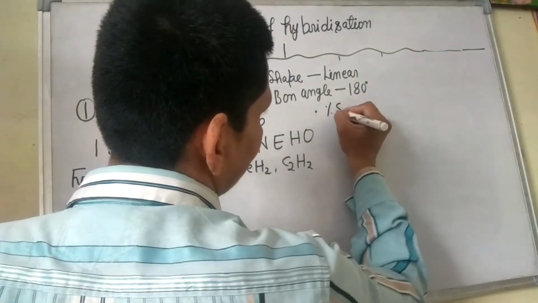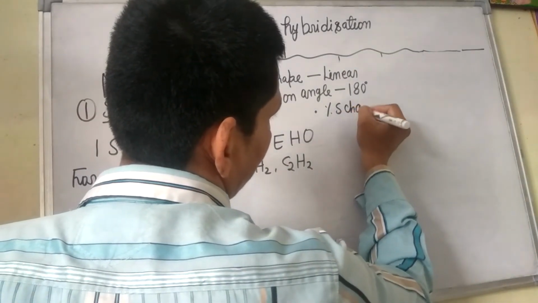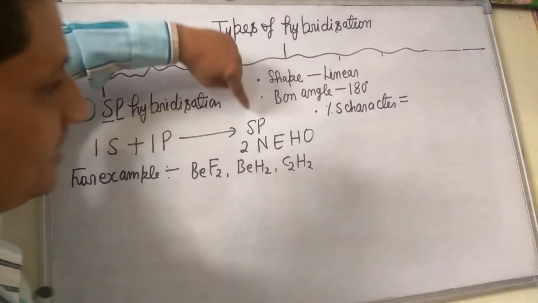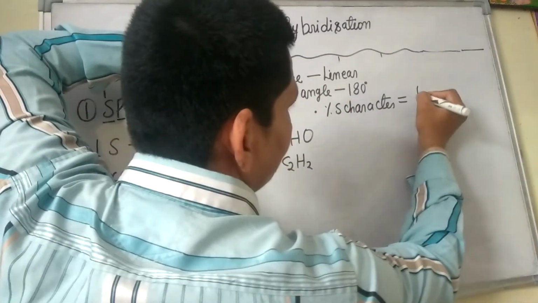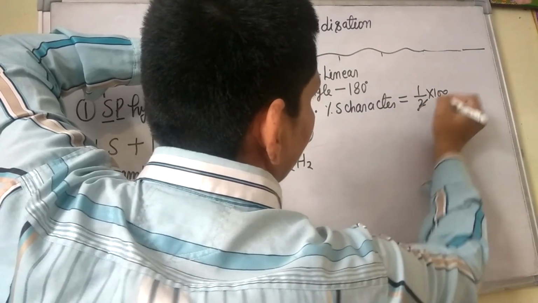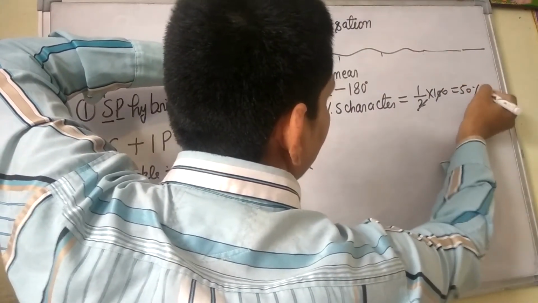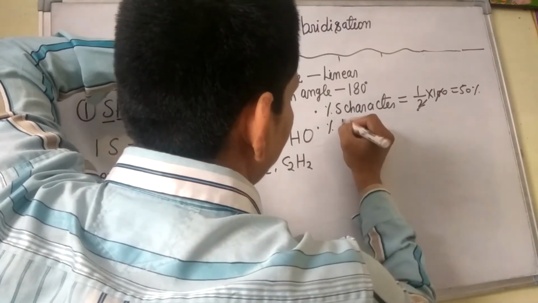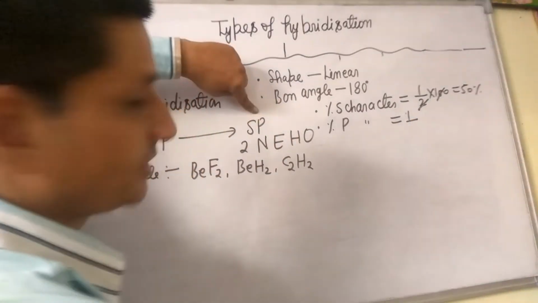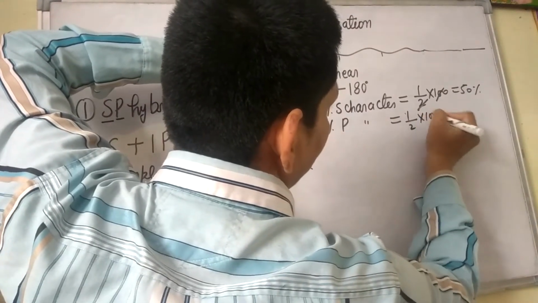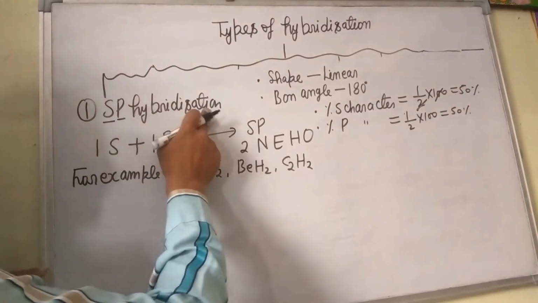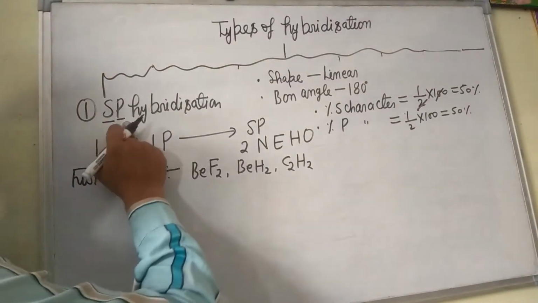Third important point, percentage S character. Here S is 1, so we write 1 plus 1, 2, into 100. So percentage S character is 50%. After this, percentage P character: here P is 1 and total orbital 2, into 100. We get again 50%. Normally we can say sp hybridization contains 50% S character, 50% P character.